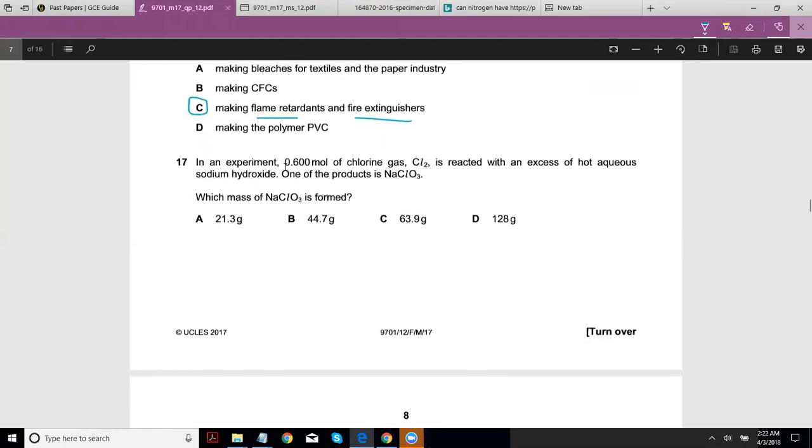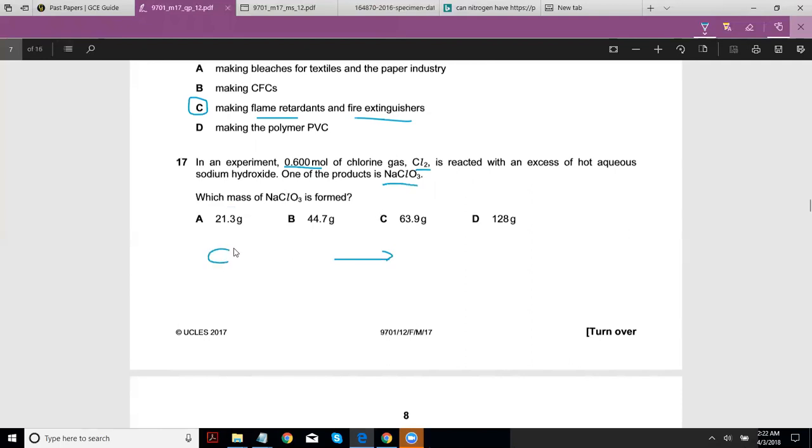In an experiment, 0.6 mole of Cl2 is reacted with excess of hot aqueous sodium hydroxide. One of the products is NaClO3. Which mass of NaClO3 is formed? So basically, if you know the equation for this, then you're good. Idea इसमें यही है कि it's a disproportionation reaction. So chlorine would be either जैसे +5 होती है तो it's oxidized, कहीं NaCl भी बनेगा तो -1, so it's reduced at the same time.